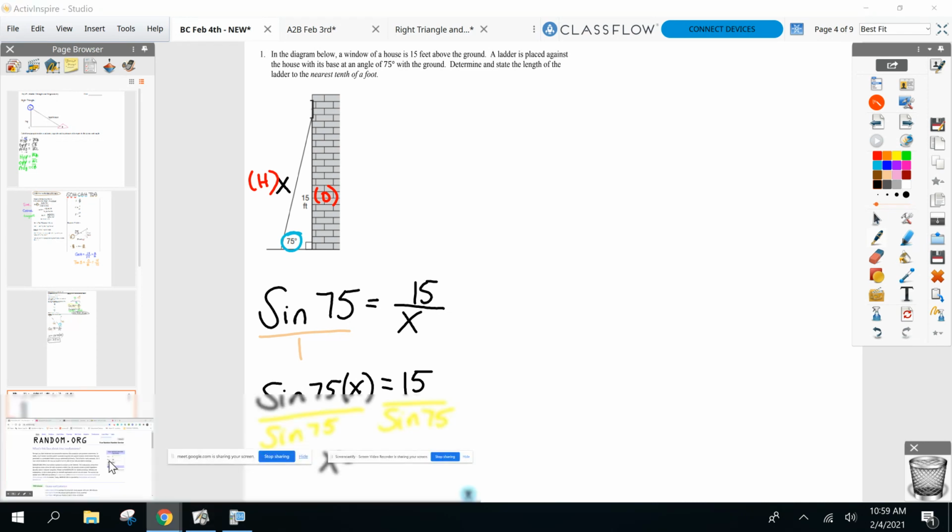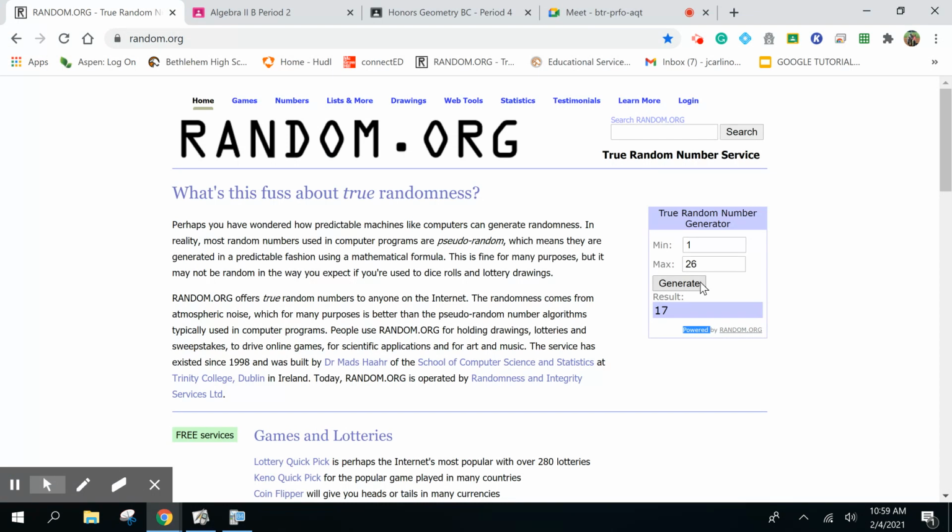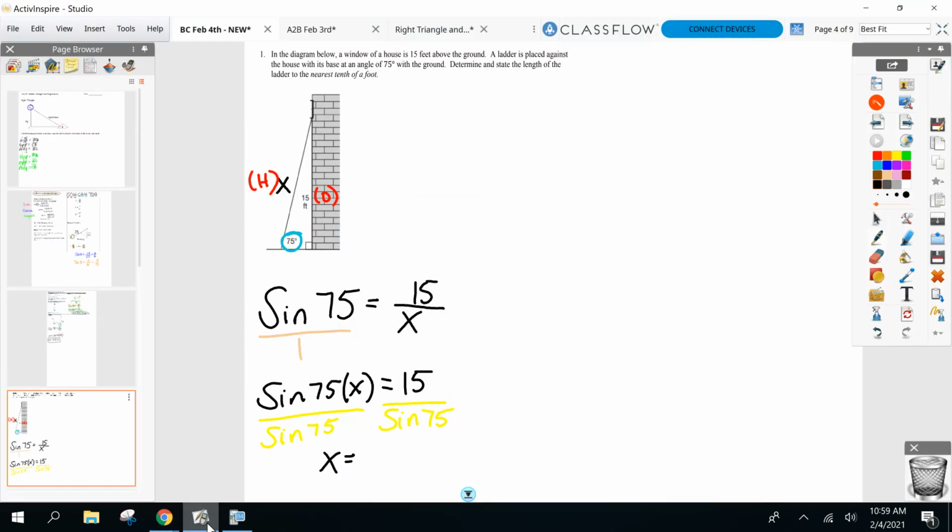So nearest tenth, what do we end up with here? Maeve, what'd you end up with? Nearest tenth. I haven't gotten it yet. Okay, when you do, let me know. Take your time. I got 15.5. Got it. Good job. 15.5 feet.